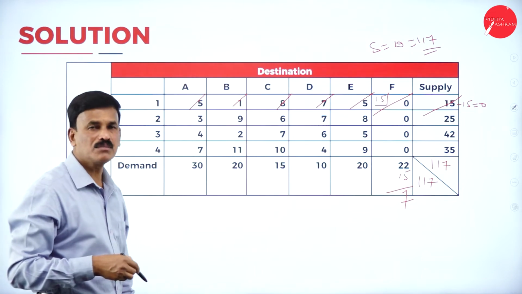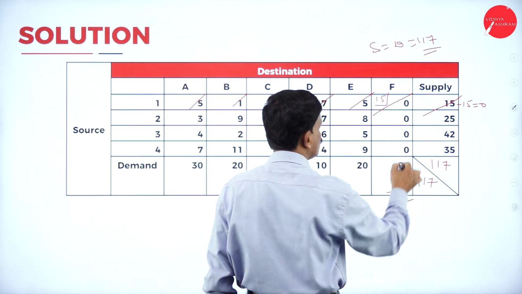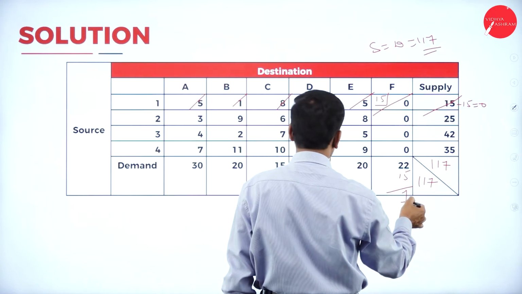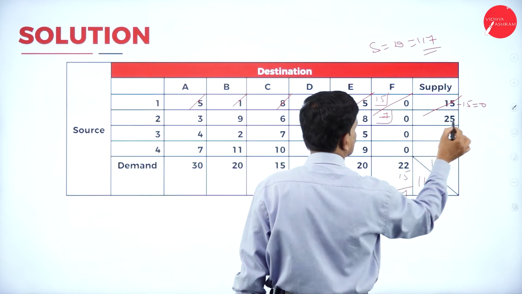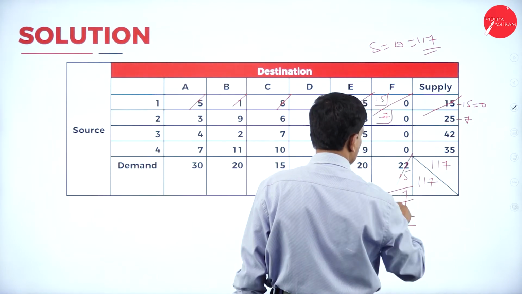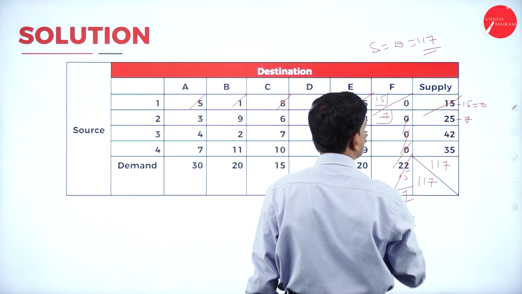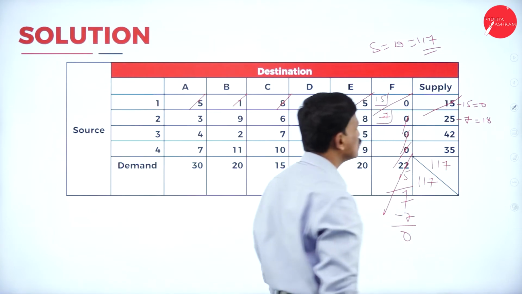Okay. Now let us come to the next minimum. The next minimum value is also 0. So the least value is 7 in the demand. We can allocate 7 here, and 7 minus 7 becomes 0. You can cancel this entire row. So 25 minus 7 is equal to 18.